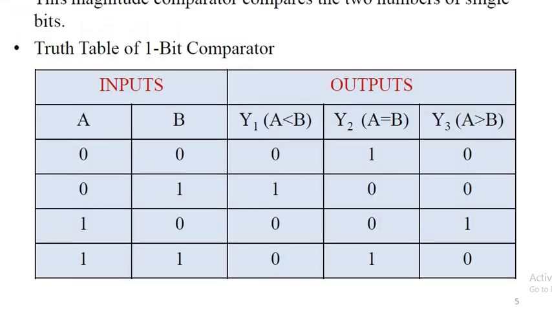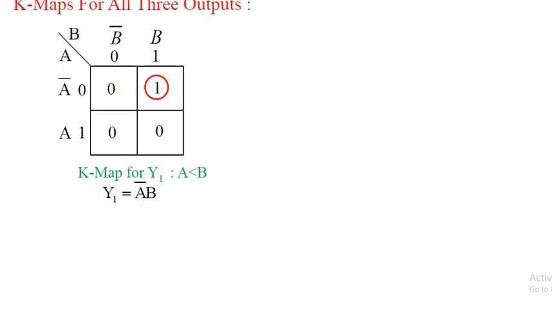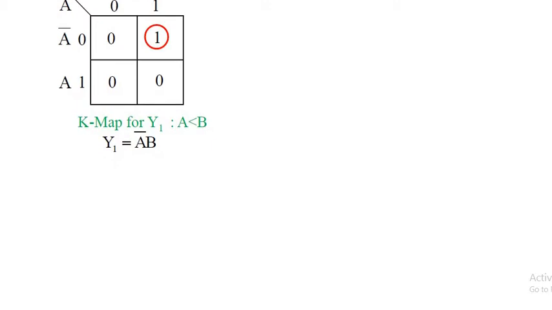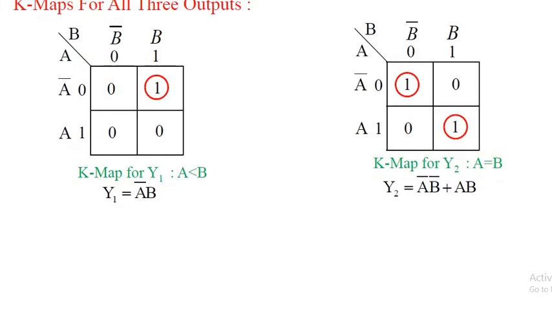Now here consider the K-map for y2. For 0 0 there is 1, for 1 1 there is 1. Also the K-map for y3. For 1 0 there is 1. Separate K-map we consider for y2 first of all. See here for y2, A is equal to B.